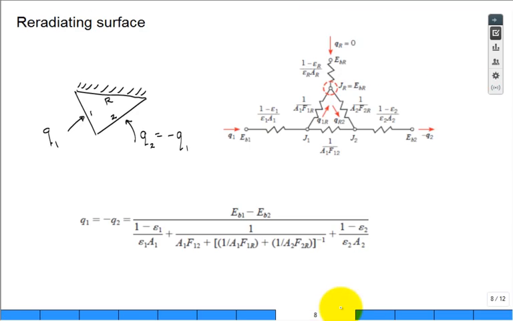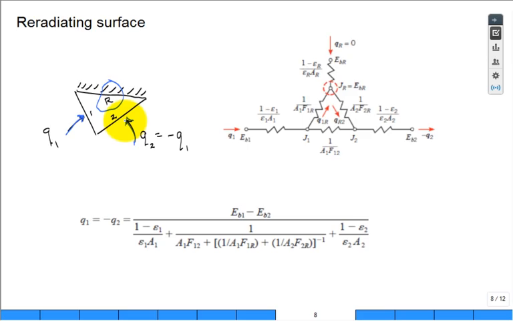We also covered, so this is a review, reradiating surfaces. If you have a 3-surface enclosure and one of them is well insulated, that means it has no participation with the outside world. That's a reradiating surface. So if there's heat supplied to surface 1, then the heat supplied to surface 2 is really not a heat supply, it's a heat removal at the same magnitude as Q1 going in.